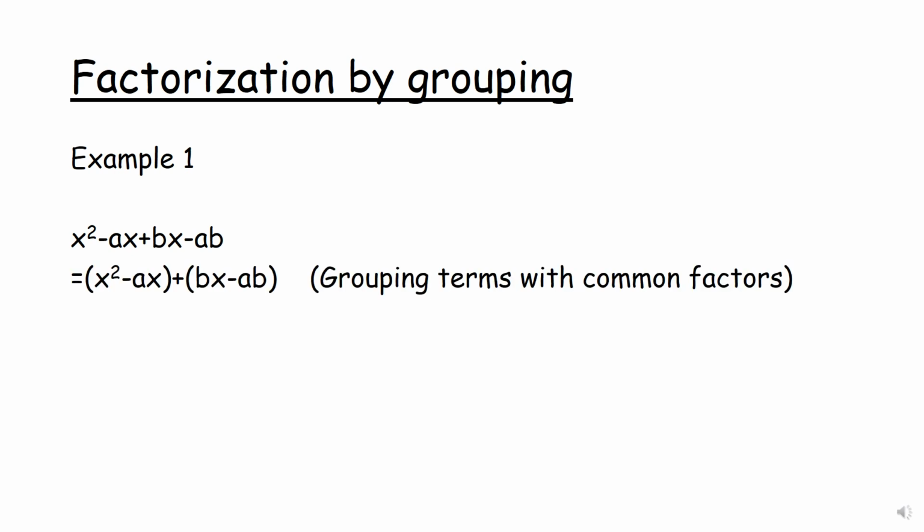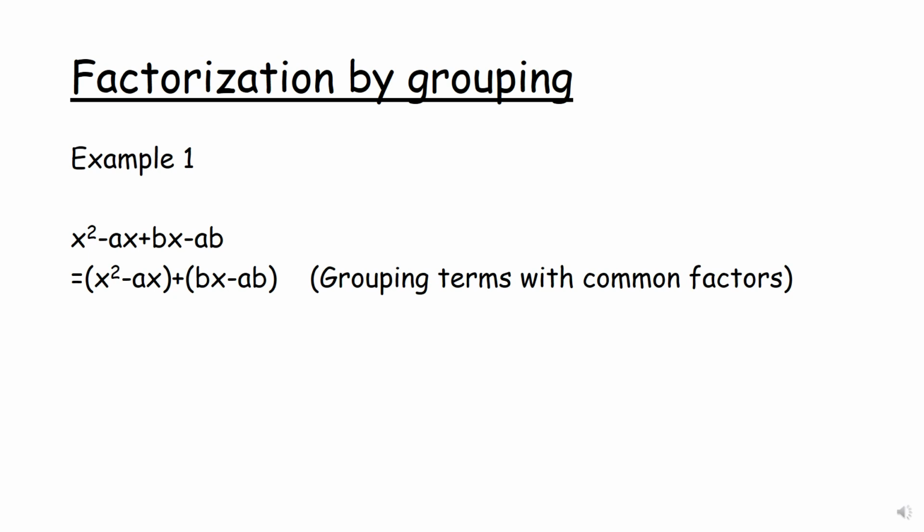Now I want to look at factorization by grouping. We'll take an example. Given the expression x squared minus ax plus bx minus ab, the method of grouping simply groups the first two terms as one and the second two terms as a pair. We then look at each pair to identify the common factors like we did in the previous slide.